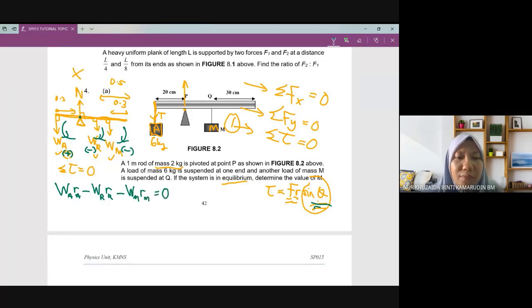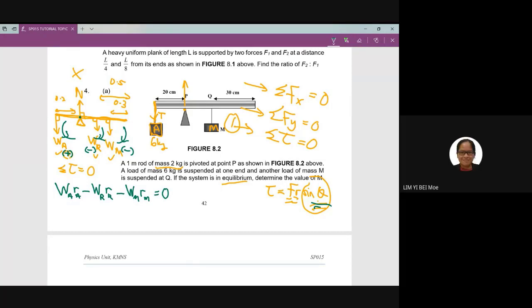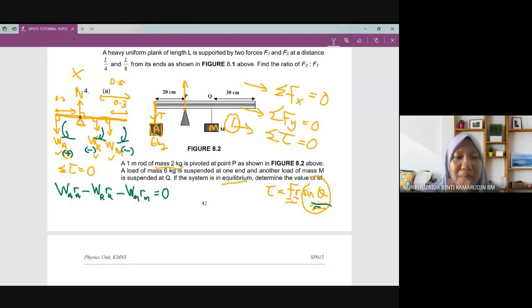Okay, yang ni boleh faham tak? Boleh. Sepatutnya dia tambah semua, tapi disebabkan direction tadi, so dia jadi negatif lah dekat situ. Okay, next kita akan masukkan equation. So kita akan ada MAG. We know that W equals to MG, so MAG.